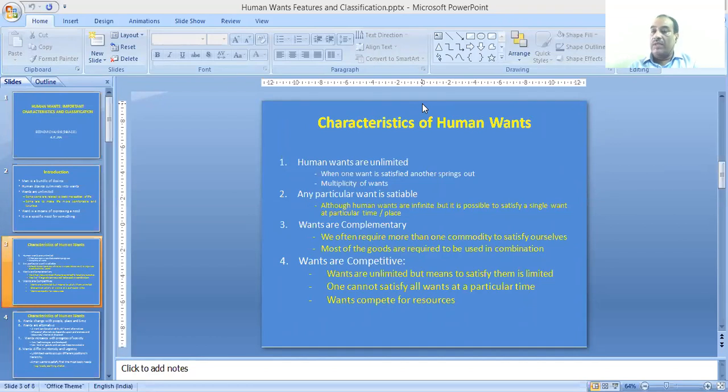Wants are unlimited, but the means to satisfy them are limited, and one cannot satisfy all wants at a particular time. Wants compete for resources, I have already told you.